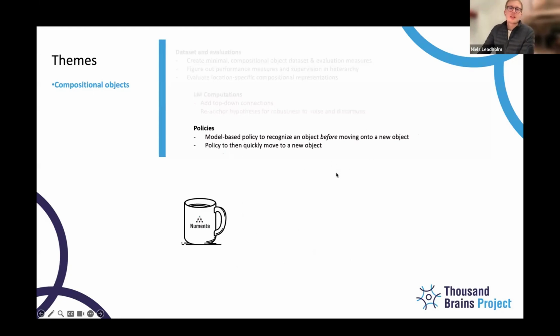And then lastly are the policies. Again, these are quite general, but we think they will be particularly helpful in the case of the compositional objects. And there's two themes. One is policies to recognize an object before moving on to a new one. And then the other is that once you recognize an object, move quickly to a new object.